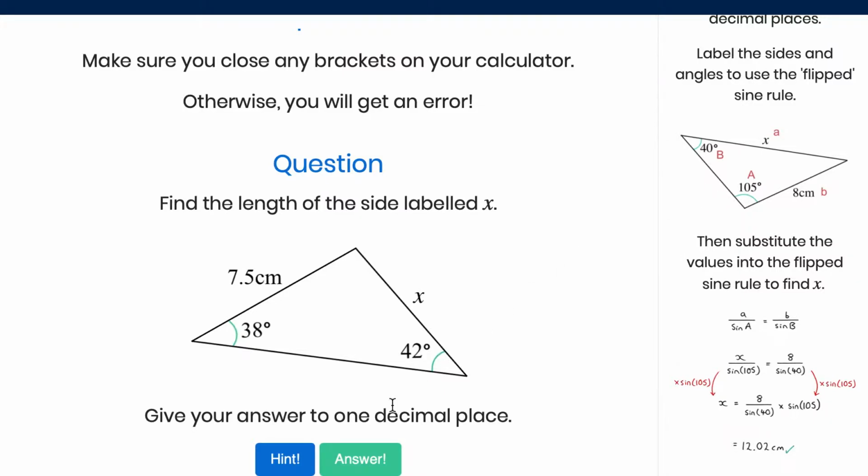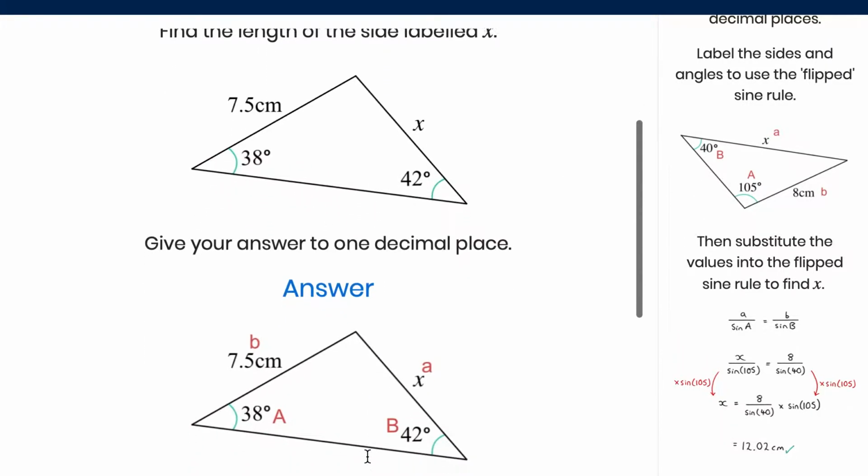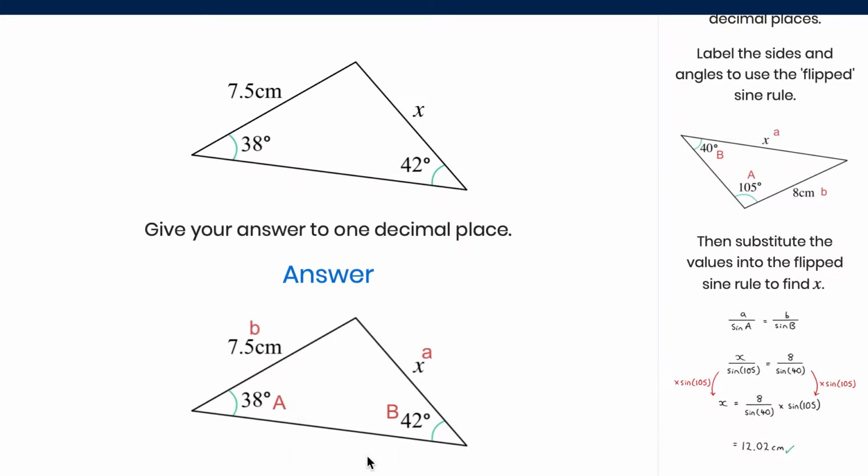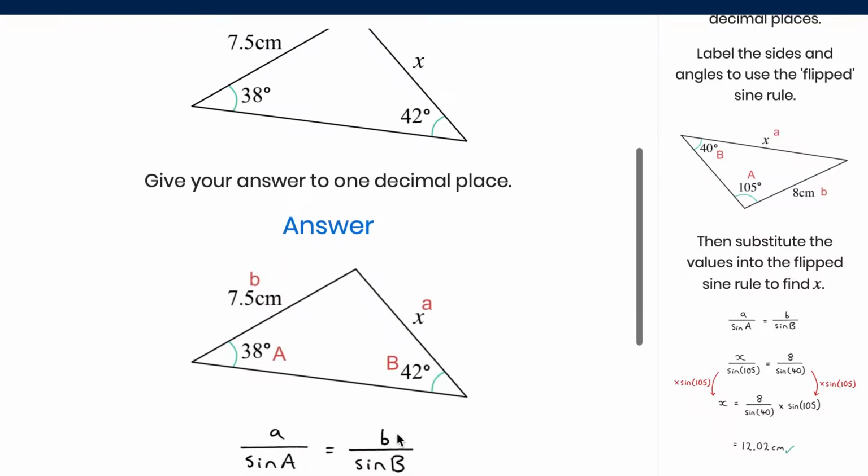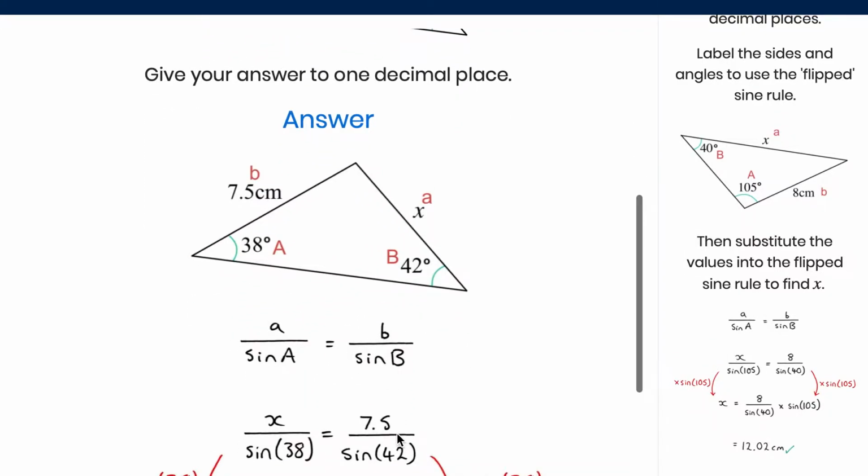Okay, so here is the answer. Again, it helps to label the sides and angles. Side a is opposite angle A and side b is opposite angle B. Substitute the values into the flipped sine rule to find x. So a over sine A equals b over sine B. So x over sine 38 is equal to 7.5 over sine 42. And that's because the 38-degree angle is opposite the side x and the 42-degree angle is opposite the side that's 7.5 centimeters.